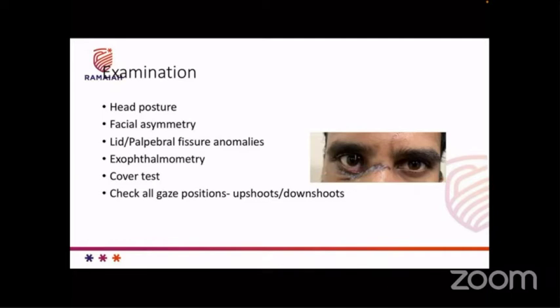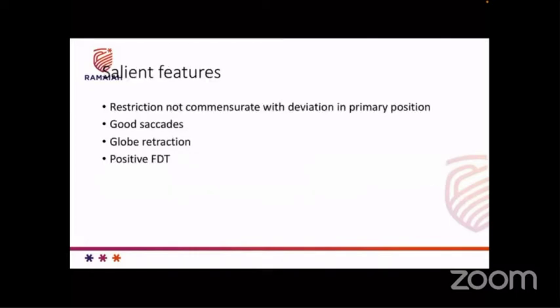And as is the case with most strabismus, you need to figure out the cover test. And if there is a good fixation movement, you know that there is unlikely to be a paretic strabismus, and a restriction is probably a cause. And you need to check for the strabismus in all gaze positions, because in some strabismus, you could have upshoots and downshoots, which you need to be on the lookout for.